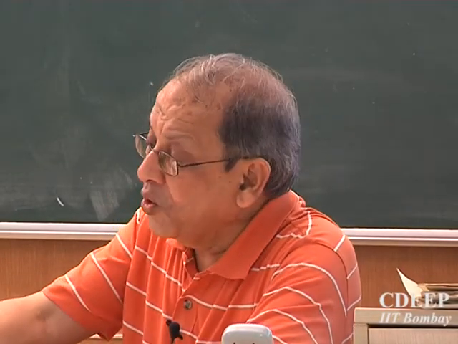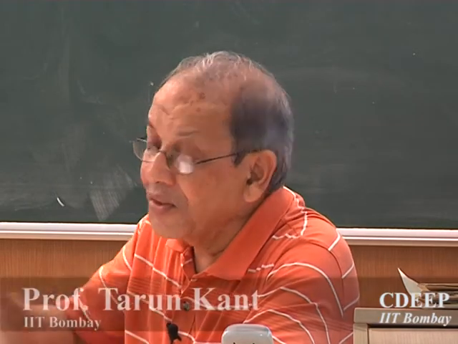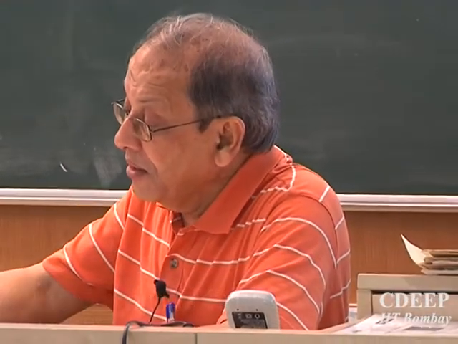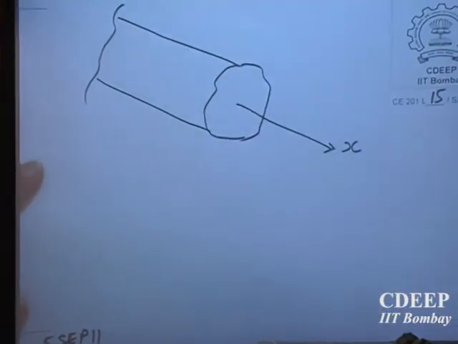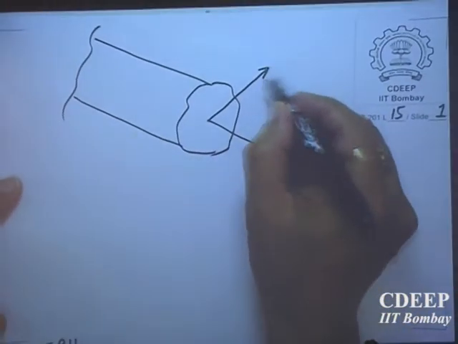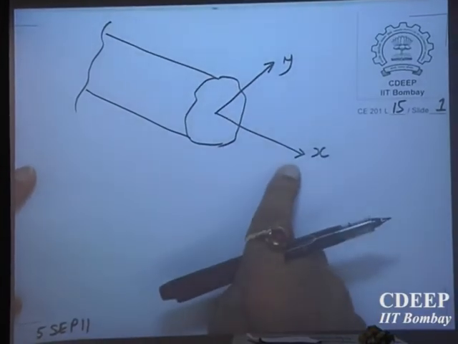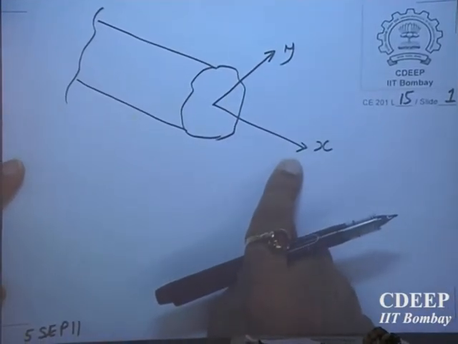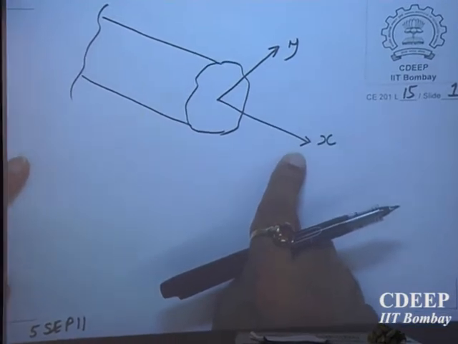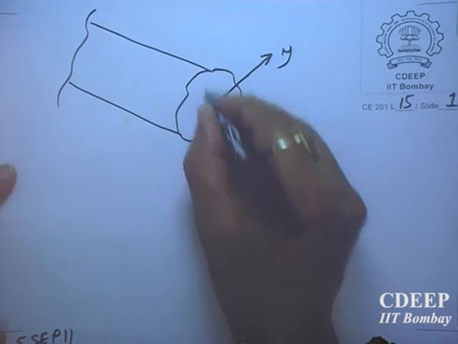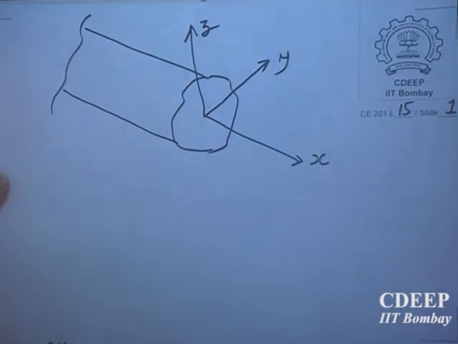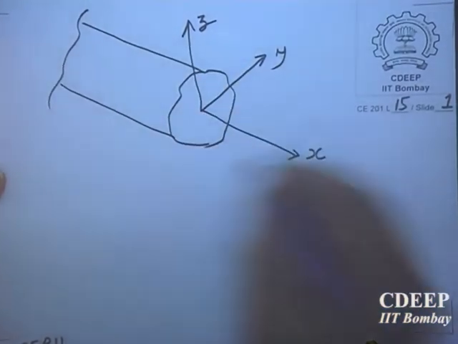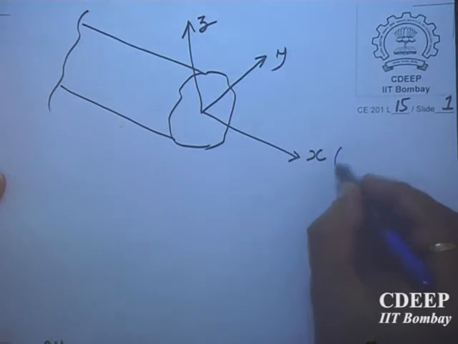Okay, so I had shown you one diagram: if there is a slender member and you cut it, and this direction is x, then y and z. x is perpendicular to the cross section, normal to the cross section; y is within the plane and z also is within the plane. x, y, z, x is normal. So this plane is defined by x is normal.